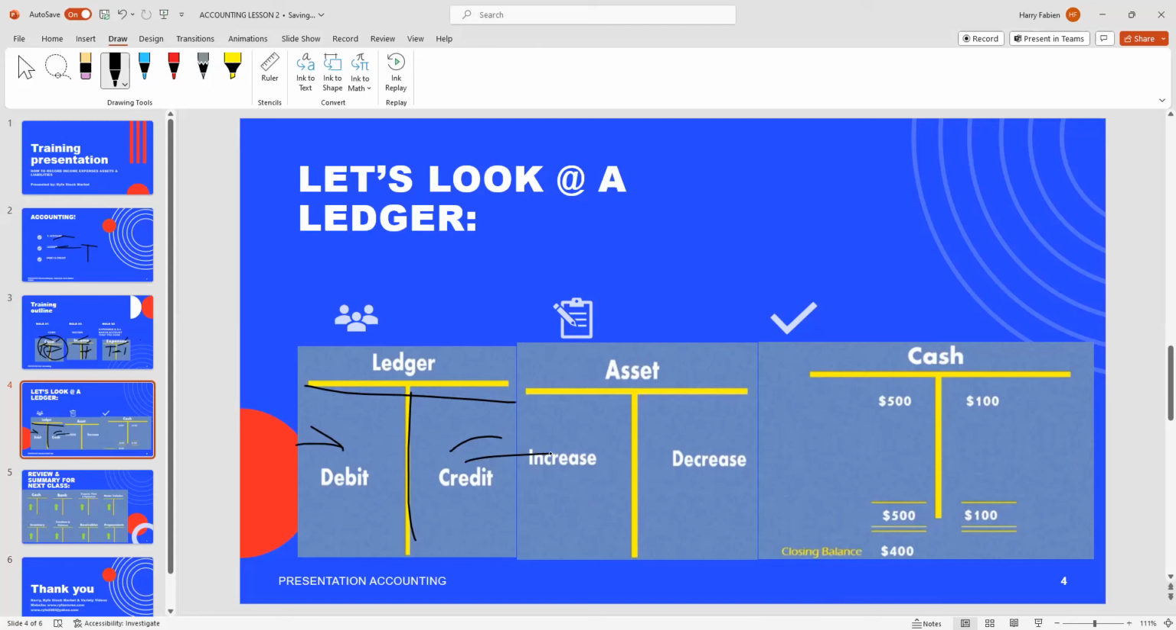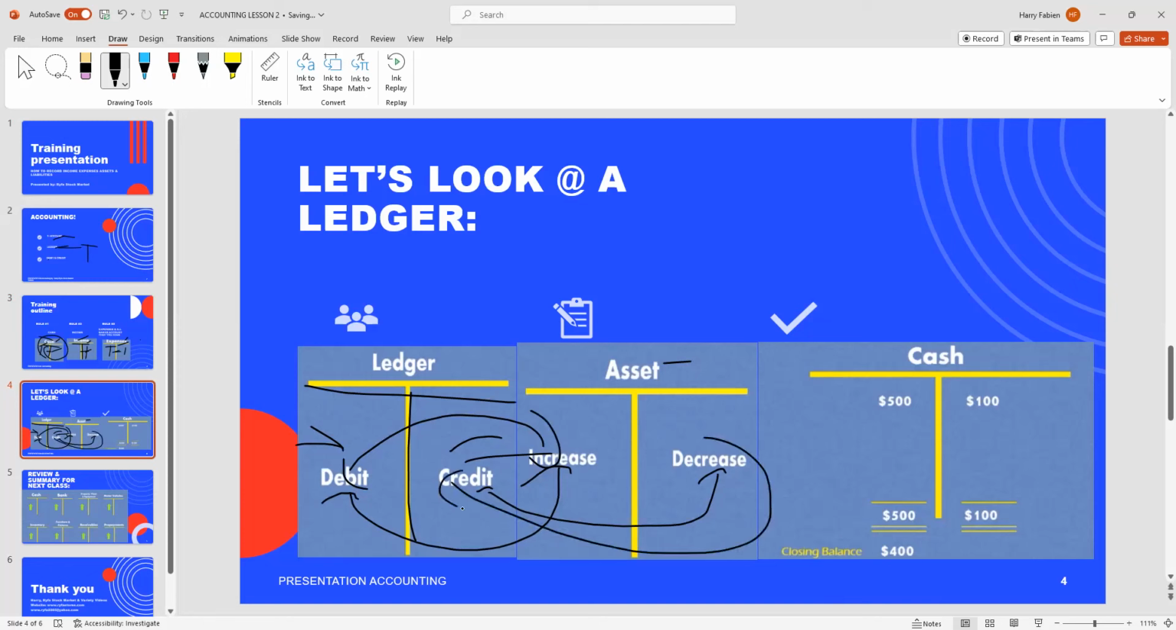One side will record the increase. As you can see, this is an asset, for instance. The increase goes with the debit, and the other side records the decrease, which goes with the credit. You may ask why the increase is debit and the decrease is credit. That's the rule, guys. That's the way it's been done. So the increase goes with the debit, and the decrease goes with the credit, and we call that the ledger.